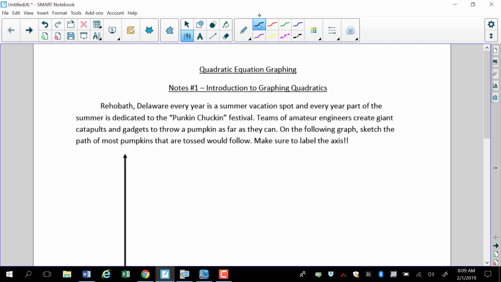All right, welcome to the unit on quadratic functions. We're going to be looking at different ways to graph and work with the quadratic equations that you come up with throughout the unit. So we're going to start here with the pumpkin chucking festival.